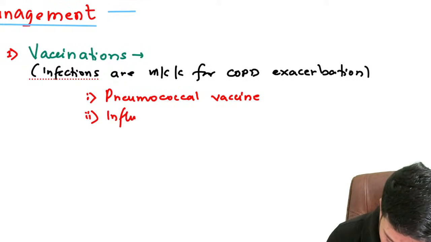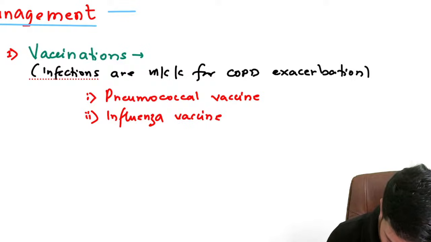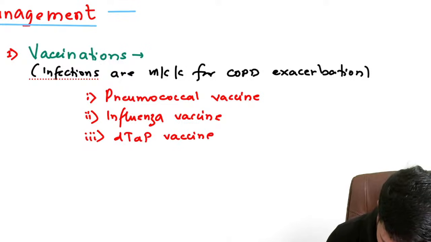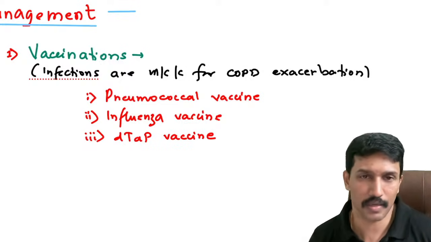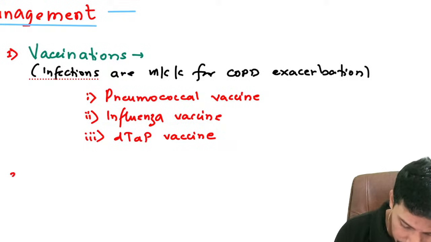Pneumococcal vaccine, influenza vaccine, and diphtheria, tetanus, pertussis vaccine. These are the vaccines which are recommended for the COPD patient.